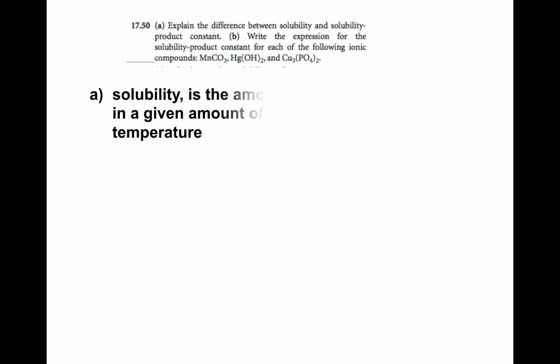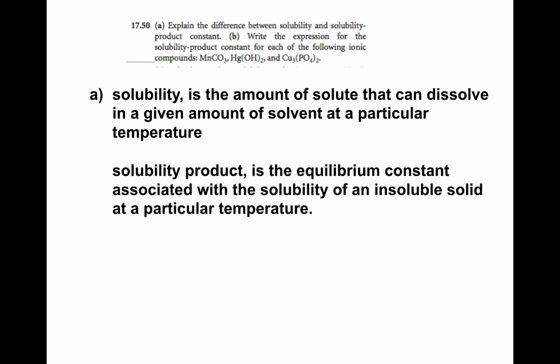Explain the difference between solubility and solubility product constant. Solubility is how much of an insoluble solid will dissolve in water, whereas the solubility constant is the K value for how soluble that insoluble compound is. Now, a solubility constant only has one value at a given temperature, whereas the solubility can be infinite depending on whether you've got a common ion or not. So that's the difference.